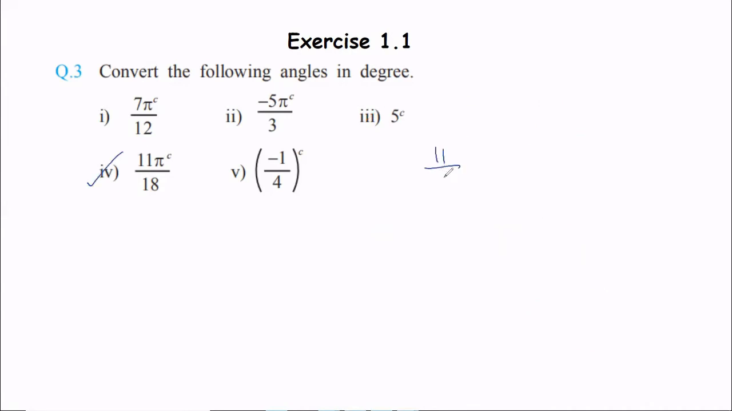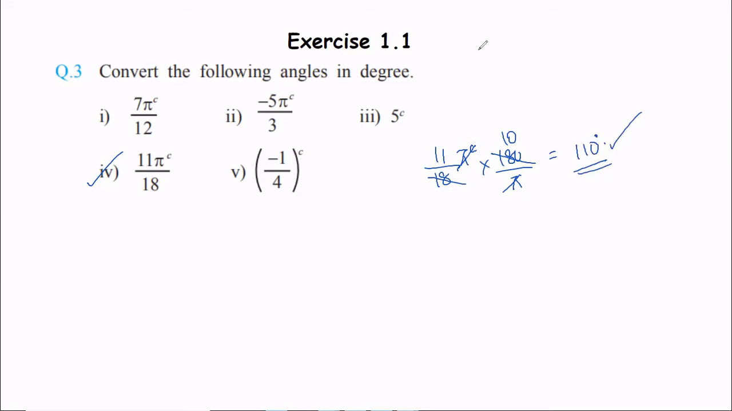11 by 18 pi radian. We are converting this to degrees. So 180 by pi we have multiplied. Pi and pi cancelled. 18 and 180 cancelled. You are having 10 left here. So 11 into 10, 110 degrees. The answer is 110 degrees for the fourth sum.